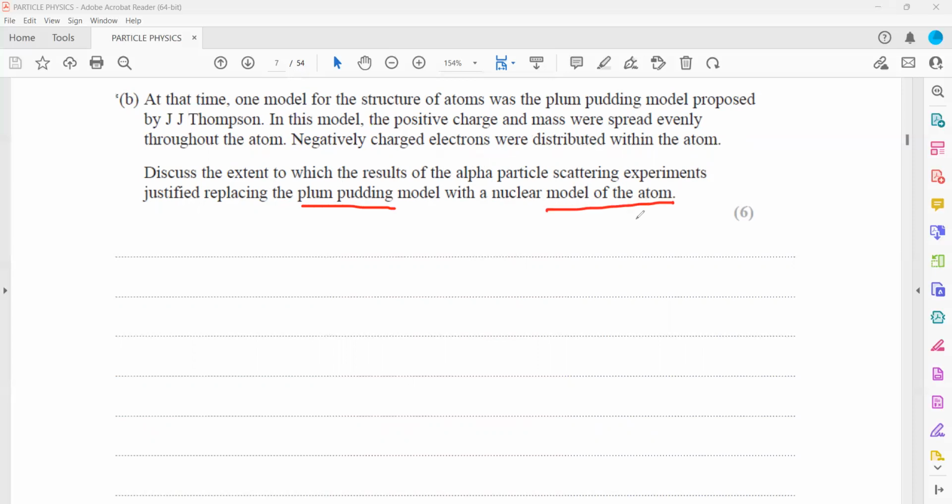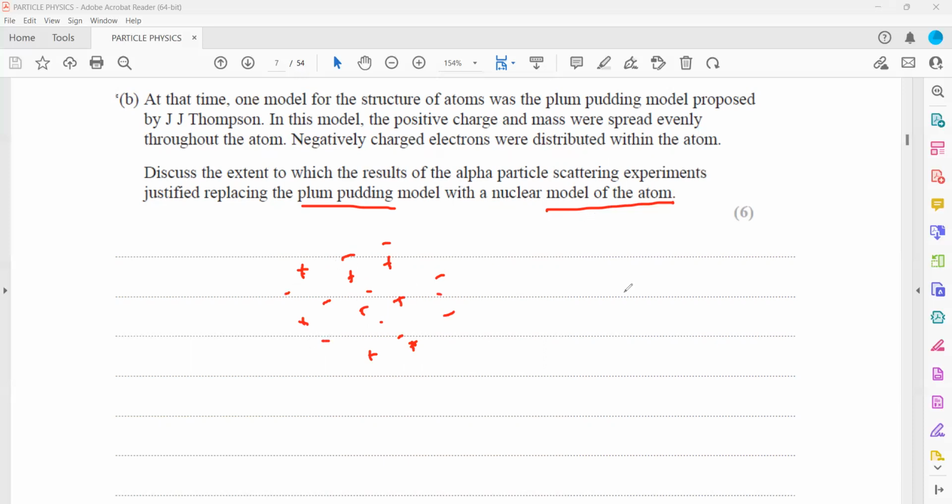So in the plum pudding model, what is the structure of an atom? That the positive charges and masses are spread evenly throughout the atom, and negatively charged electrons are distributed within the atom. So positive and negative charges are there anywhere we look. This is the plum pudding model.